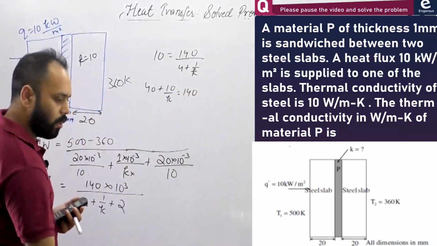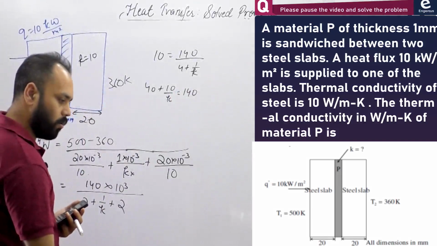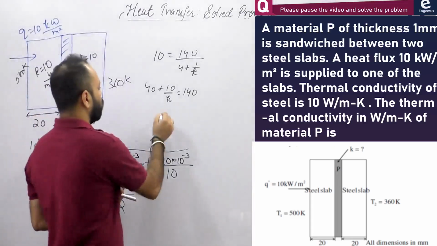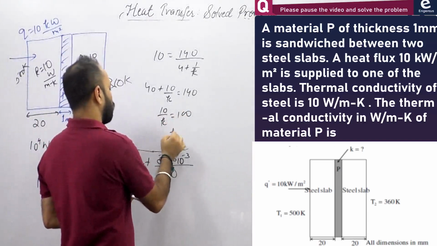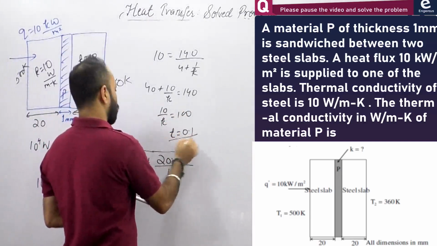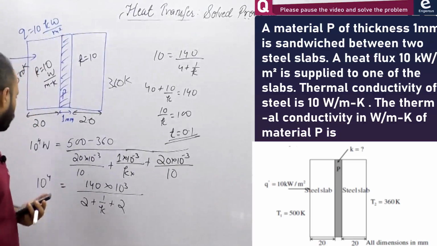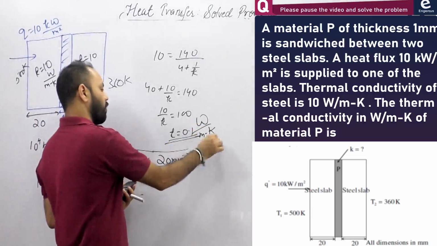Options है क्या अपने पास? In this case, I don't think options are there. No, they're not there. Okay, fine. So 10 by k is equal to 140 minus 40, so 10 by k is equal to 100, or k is equal to 0.1. Fine. In that case, k is equal to 0.1. What will be the unit? Watt per meter per Kelvin.